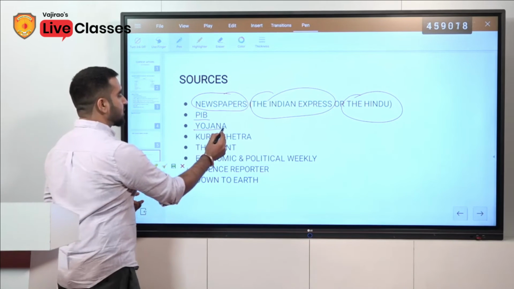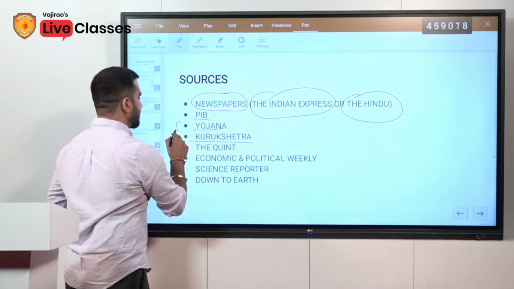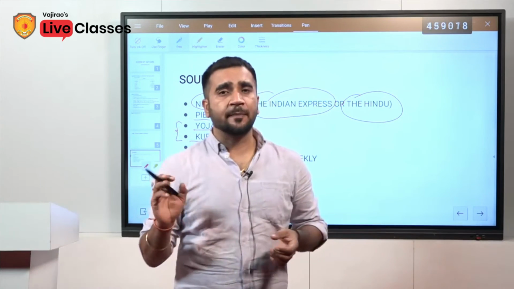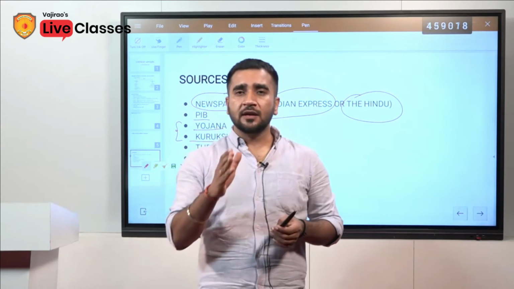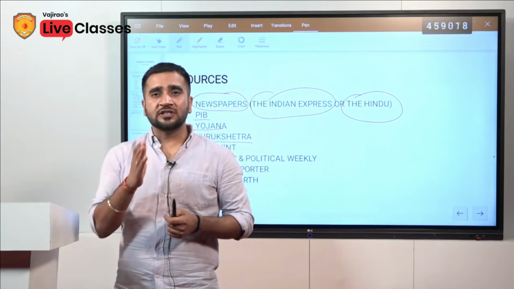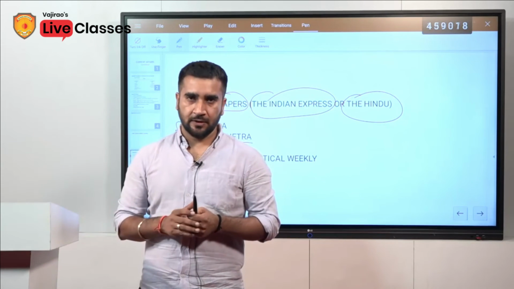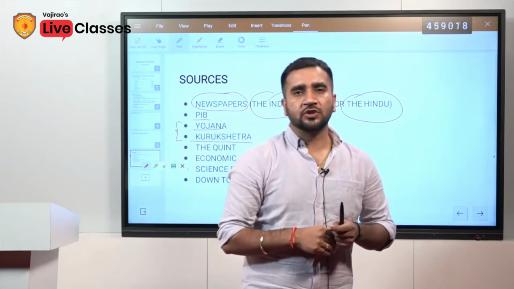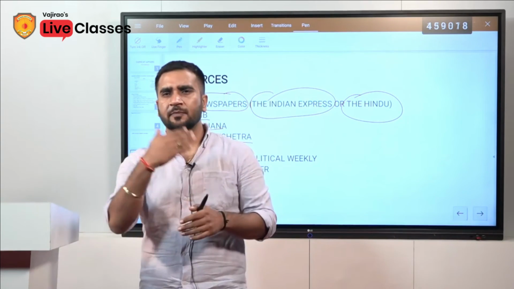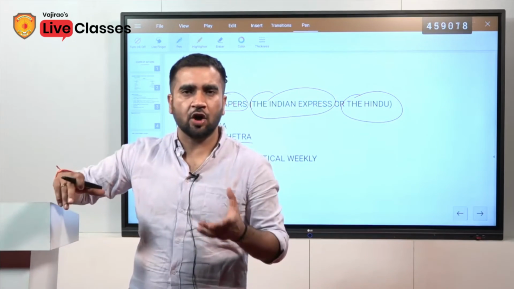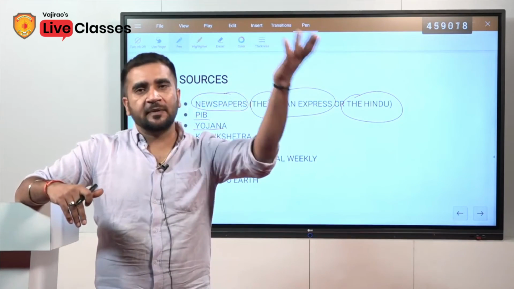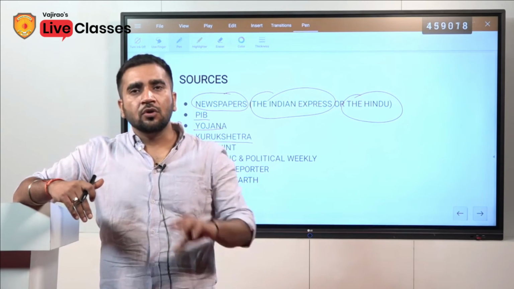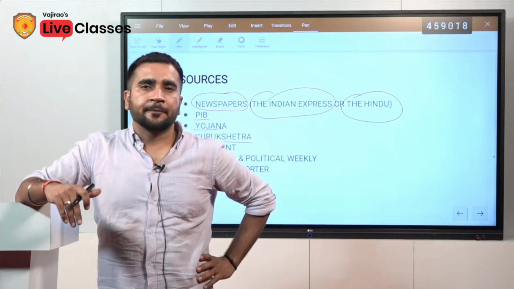Okay. Then Yojana, Kurukshetra. These 2 are magazines, and these 2 are issue based magazines. Yojana is a monthly magazine which has a separate issue every month. Let's suppose in one month it might be having an issue with respect to science and technology. The other month it might be having an issue with respect to the Indian economy. The next month it might be having an issue with respect to security of India. So you read that as well.